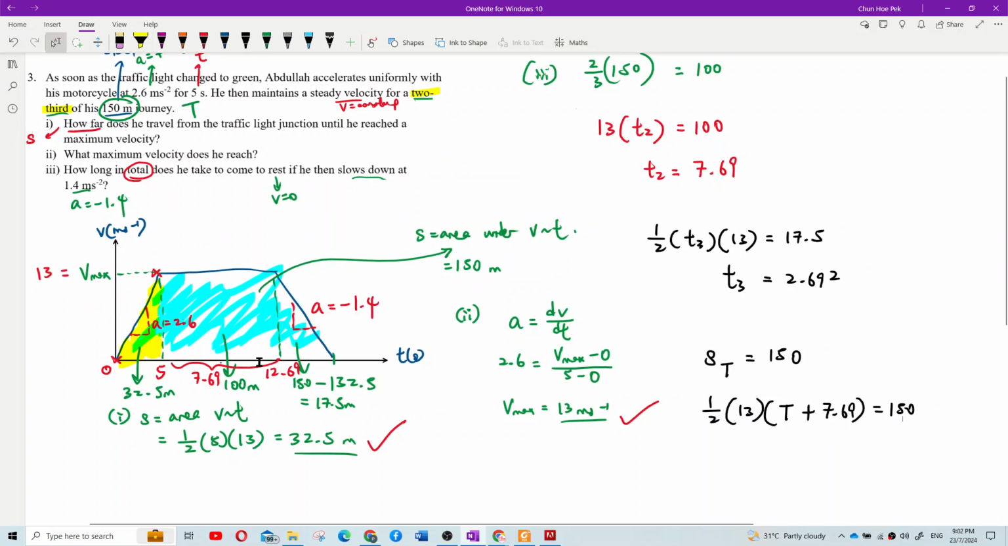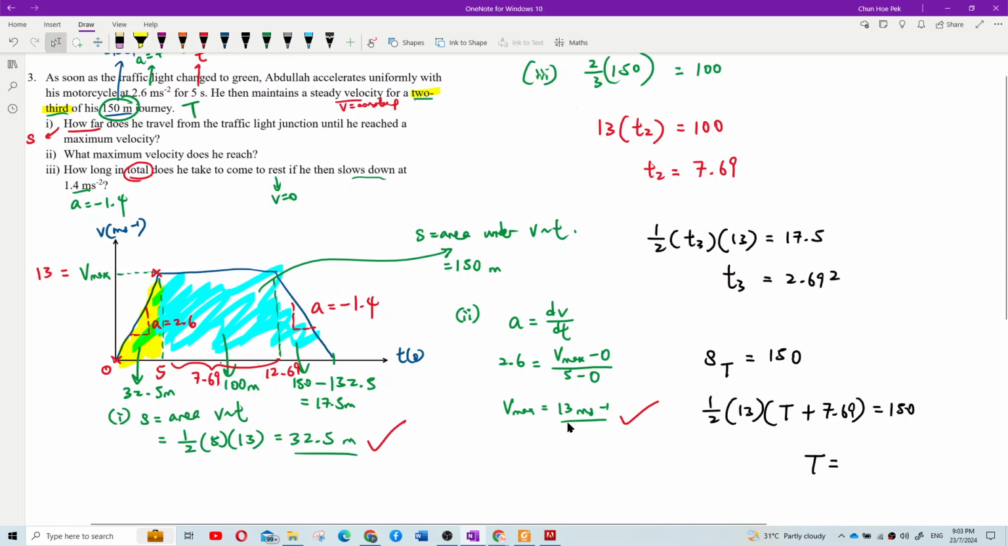So tadi ini 100 meter darab dengan 100 ialah 100 bahagi dengan 13. 100 bahagi dengan 13 memanglah 7.69. Itu memang tak salah. Okay, let us try this.